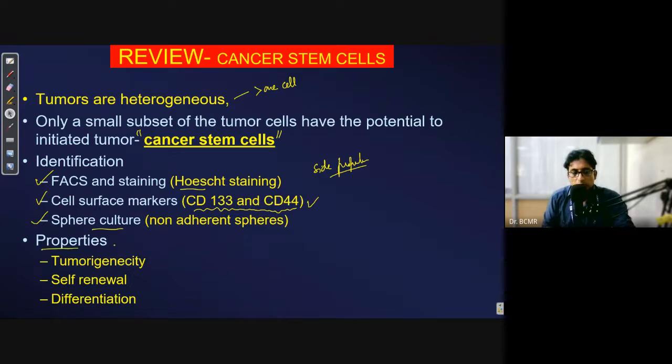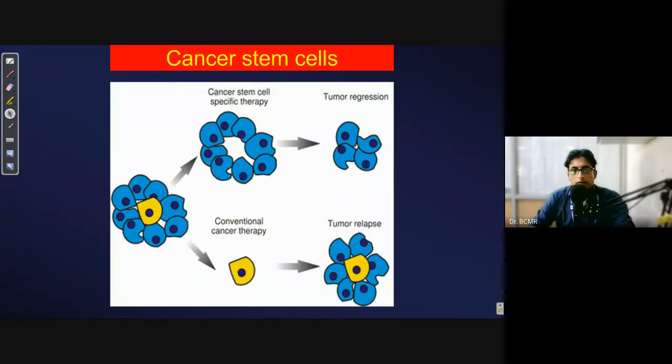So there are 3 important properties of cancer stem cells: tumorigenicity, self-renewal, and differentiation. These 2 are stem cell-like properties. You can think of it like this: these 2 are properties of stem cells, and this is the property of cancer. And that is how cancer stem cells are defined.